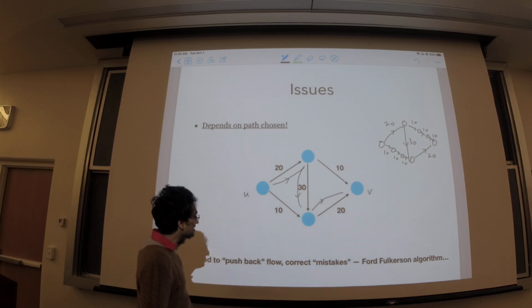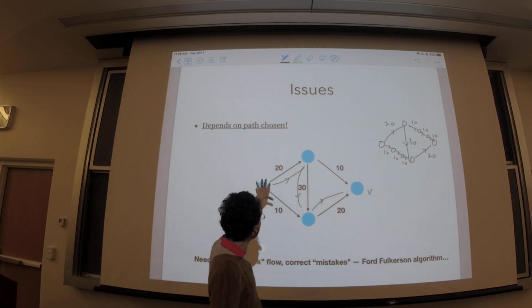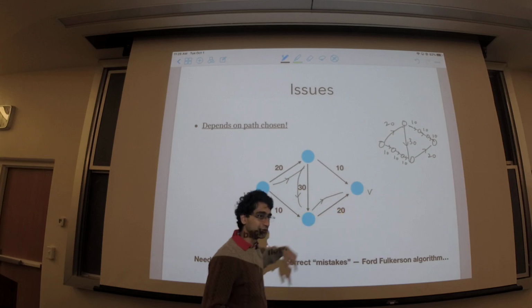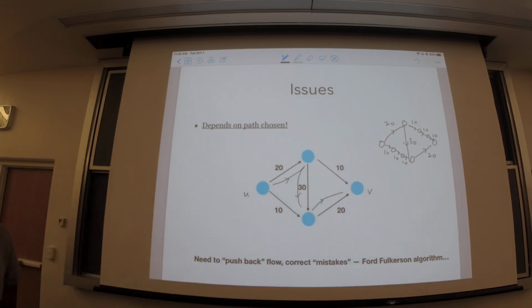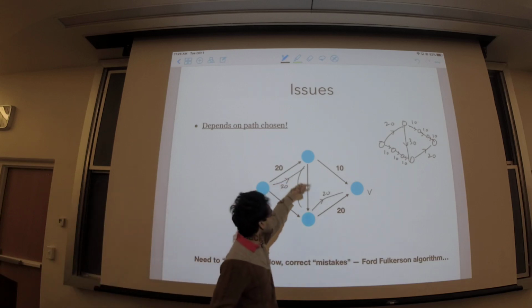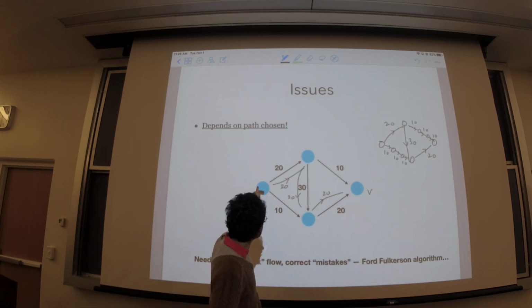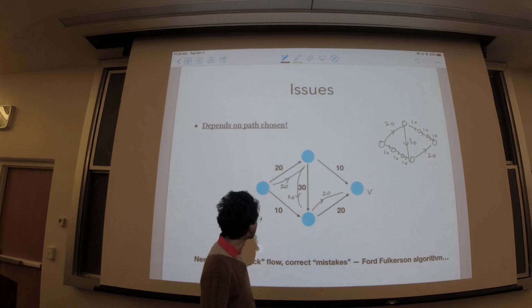Except that you have some kind of a means, some formal means to push back on flow that you've already committed to. So in this example, for instance, let's say I have committed to 20 units of flow along, I have sent 20 units of flow along this. Now I know that I'm stuck, right? So now I know that if I take this, then I'm stuck and so on.